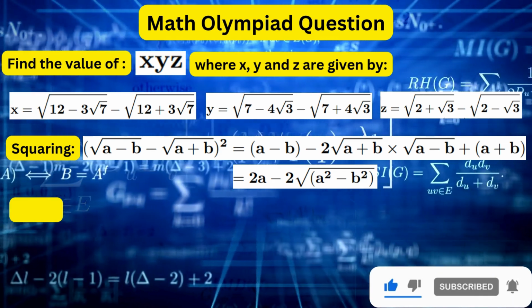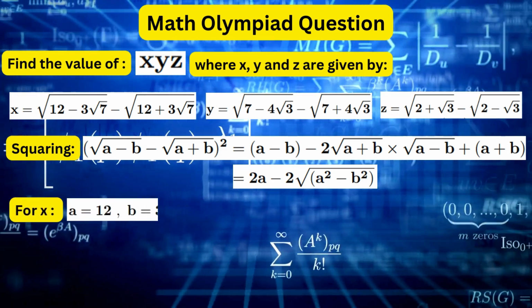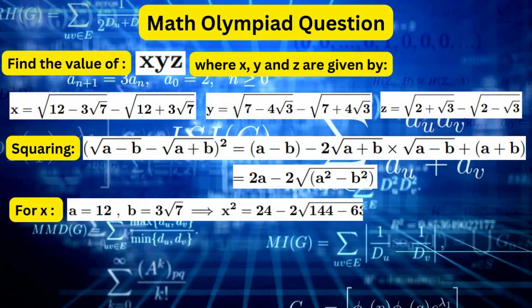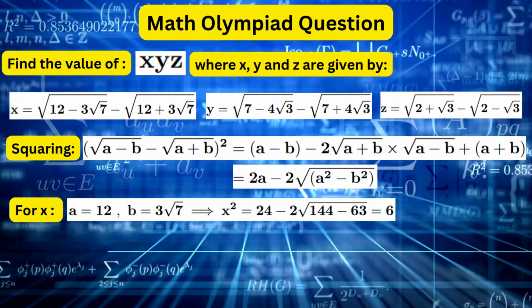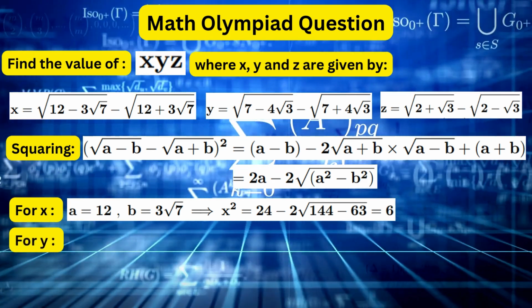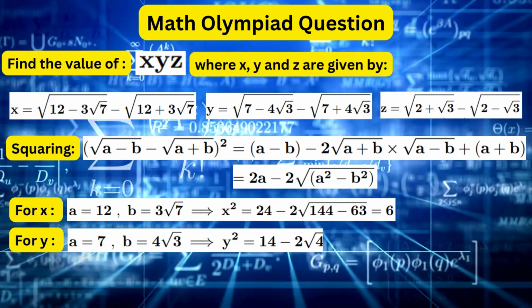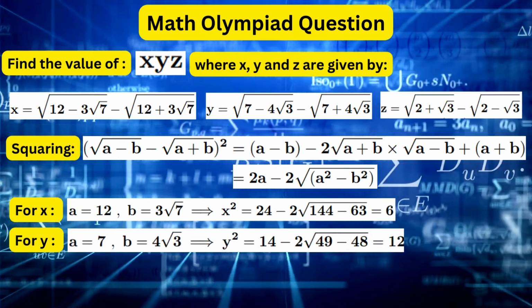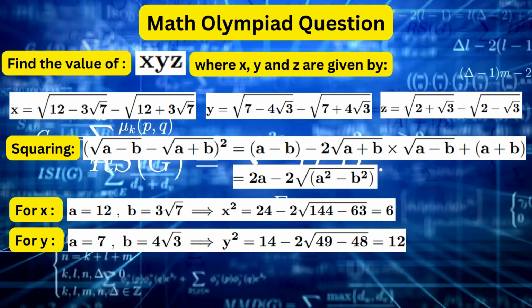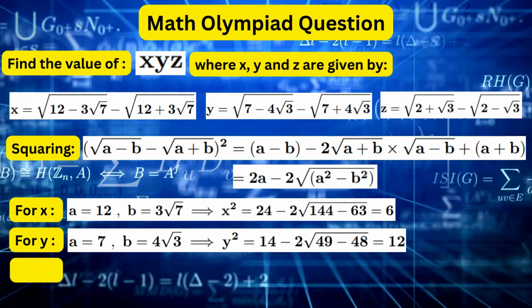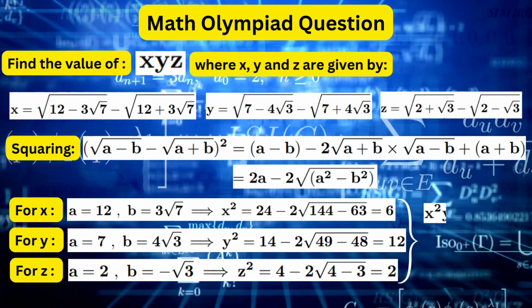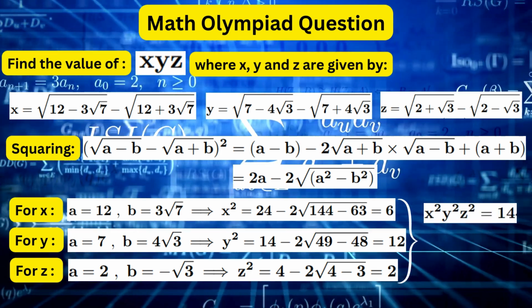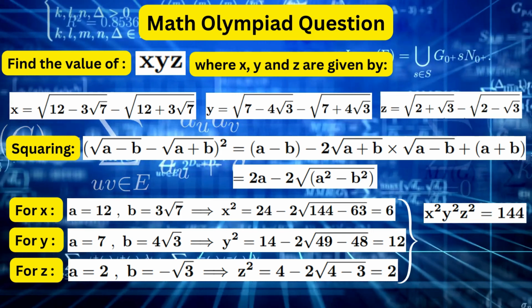Now applying this to x with a equals to 12 and b equals to 3 root 7 gives us x squared equals to 24 minus 2 square root of 81, which is equal to 6. Similarly for y, using a equals to 7 and b equals to 4 root 3 gives us y squared equals to 12 and z squared equals to 2. And so x squared times y squared times z squared equals to 6 times 12 times 2, which is equal to 144.